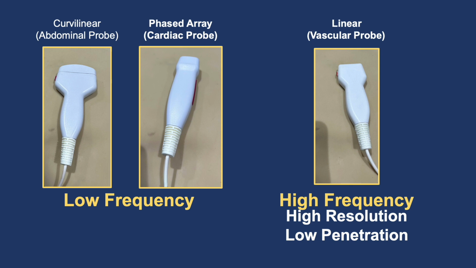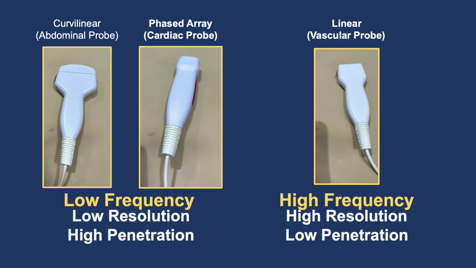Now the 2 low-frequency probes, they have low resolution but high penetration. They are used more to examine the chest, abdomen, and pelvis. So as you can imagine, the penetration is more important so that you can see more tissue, and the exact resolution is less important. Although both these probes are low frequency, the curvilinear and phased array are different in some respects.